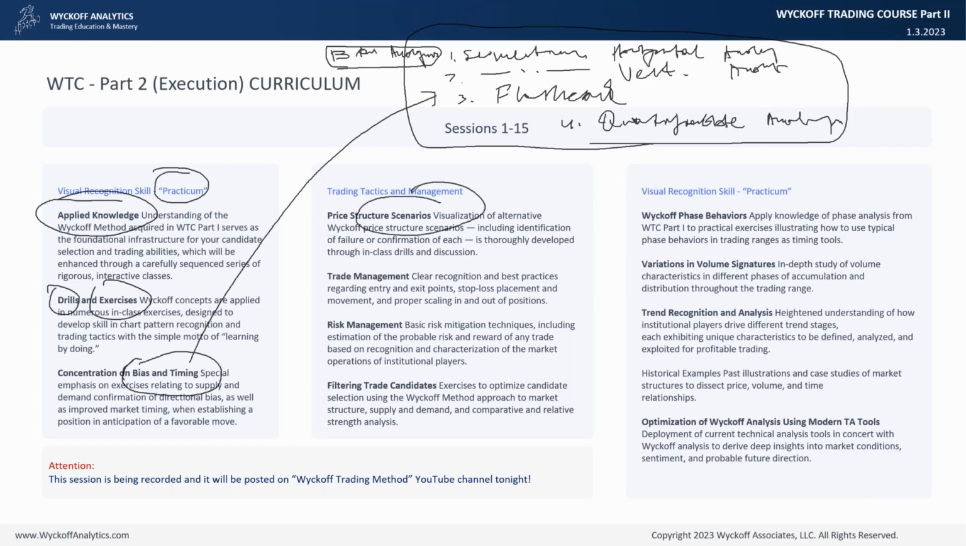And then we'll talk about scenario building, trade management, a little bit of risk management, a little bit of selection. Some of the exercises will be on selection. And then more in-depth studies on trend behaviors and trend analysis, variation on the volume signature, phase behaviors, and into the end of the course, we're going to be doing some optional coding, optional meaning that you don't have to do it at all.